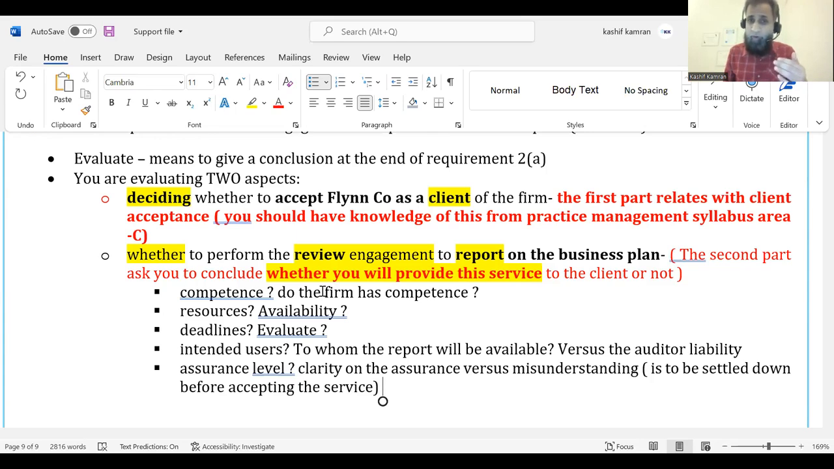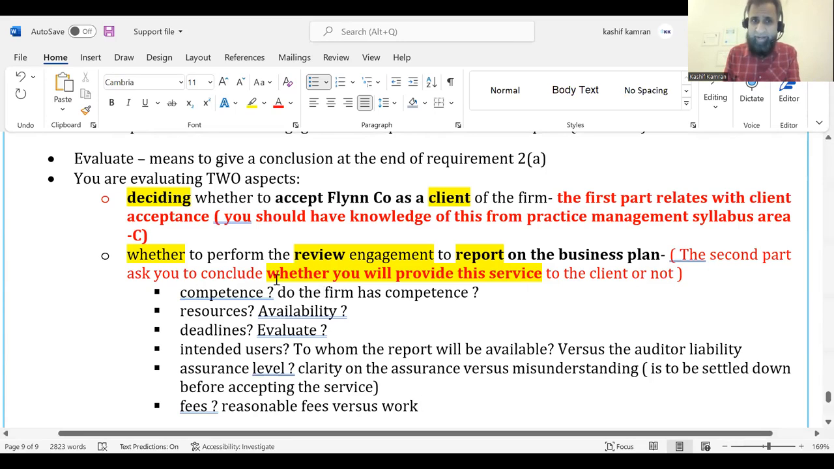Also, whether to perform the review engagement to report on the business plan, you will consider your fees. Is the management giving you fair, reasonable fees versus the work? If so, I will accept it. But if the management is not giving me reasonable fees, I will not accept it. Even the fees versus the service, because no service provider would like to work for unfair fees.